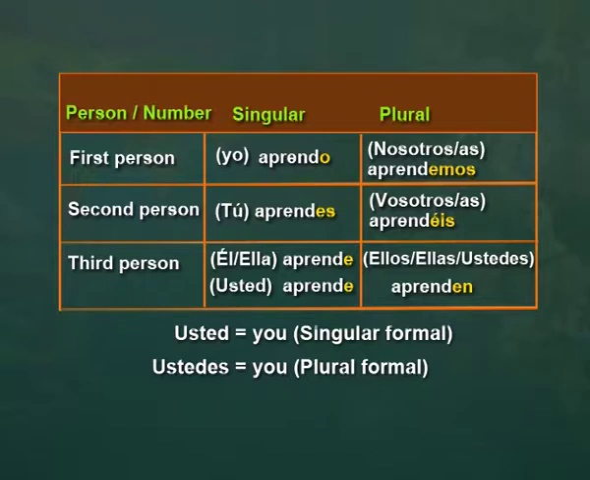First person singular, yo aprendo. Second person singular, tú aprendes. Third person singular, él, ella aprende, or usted, formal you, aprende. Now, look at the plural part of it. First person plural, nosotros, nosotras, we aprendemos. Second person plural, vosotros, vosotras aprendéis. Third person plural, ellos, ellas aprenden. Ustedes, formal plural, aprenden.